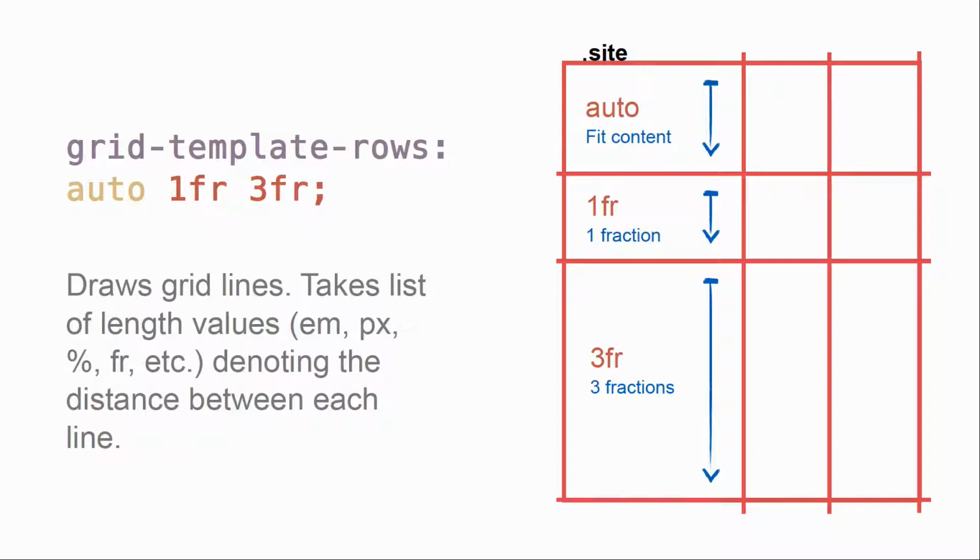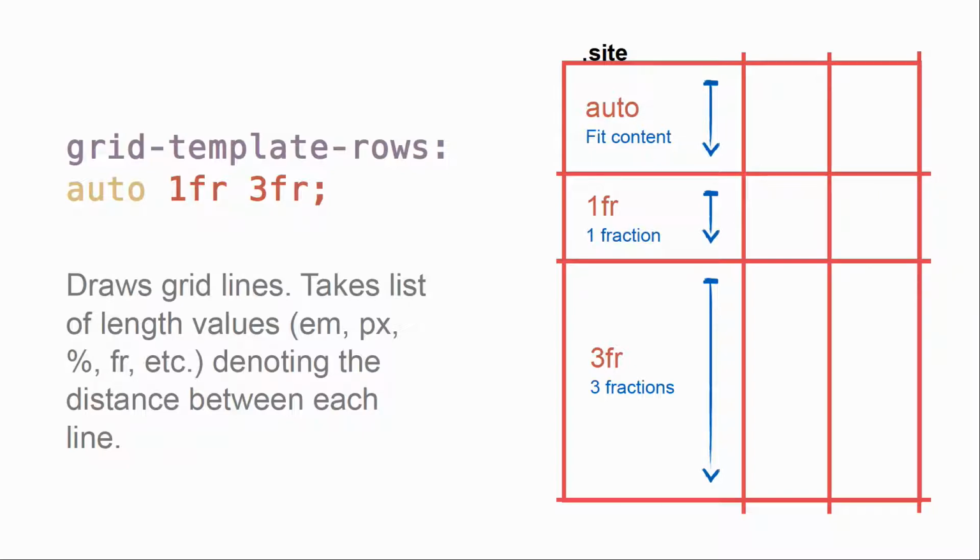Do the same with our grid rows if we need to. This is set up this way, grid-template-rows. Again, this draws the grid lines. It again takes a list of the same length values: ems, pixels, percentages, fractional units, and again denotes the distance between each line. In this case, we are setting up 3 rows.